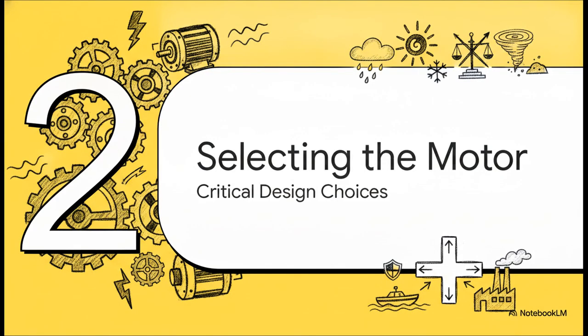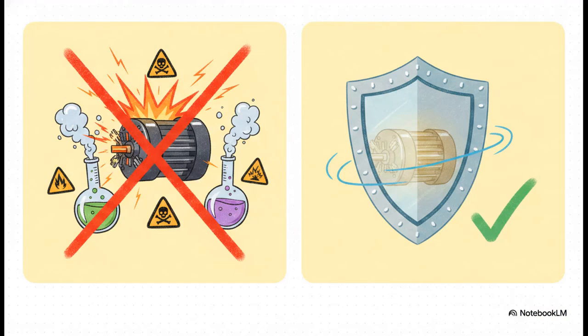Moving right along to Section 2, selecting the right motor. So, this brings us to the ultimate crossroads of engineering design. Let's contrast 2 major players here. Imagine you need to put a motor in a chemical processing site. If you use a DC motor with its sparking commutators, well, you haven't really built a drive system, you've basically built a bomb. It is a massive, catastrophic fire hazard. Because of that, the induction motor, which operates entirely without those sparking components, is the clear-cut, safe, and robust winner.